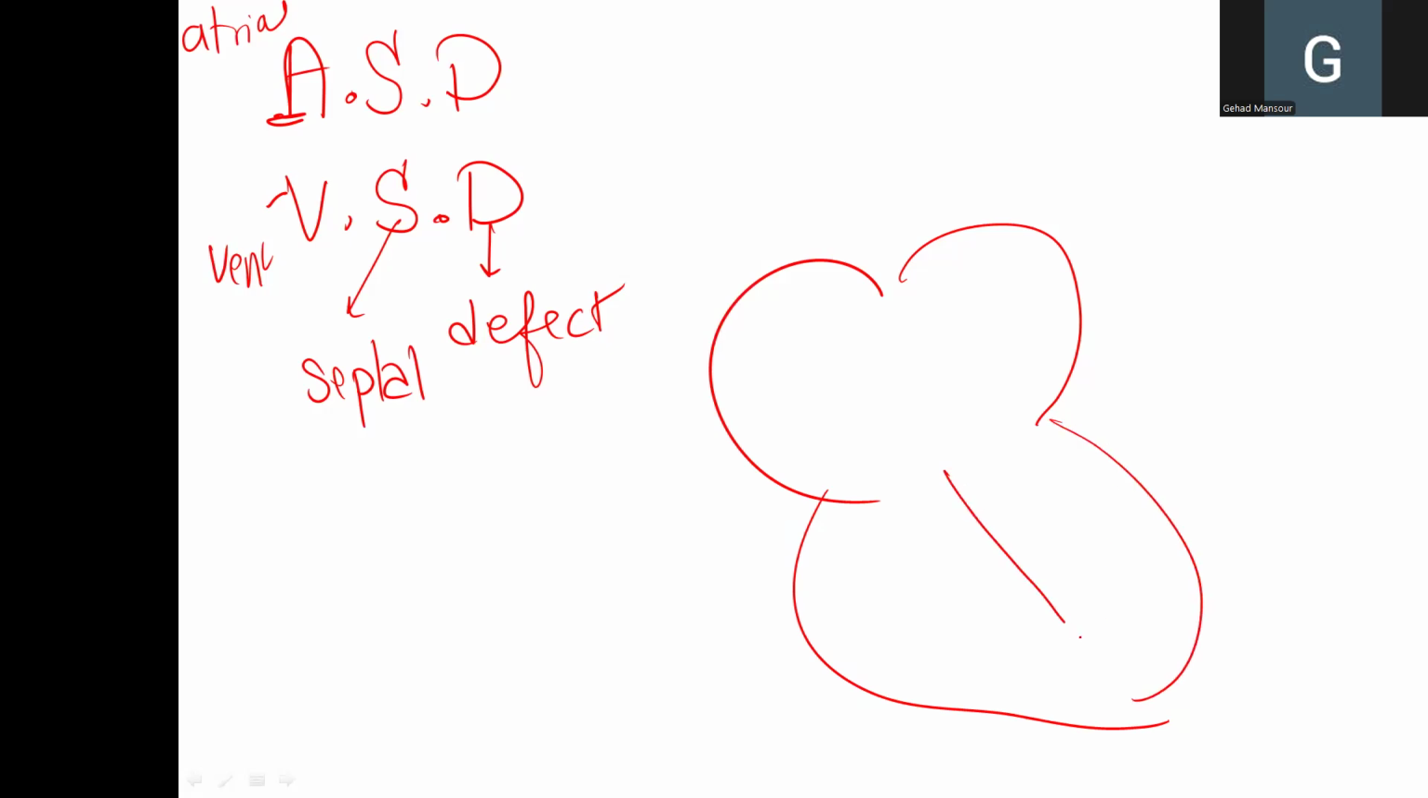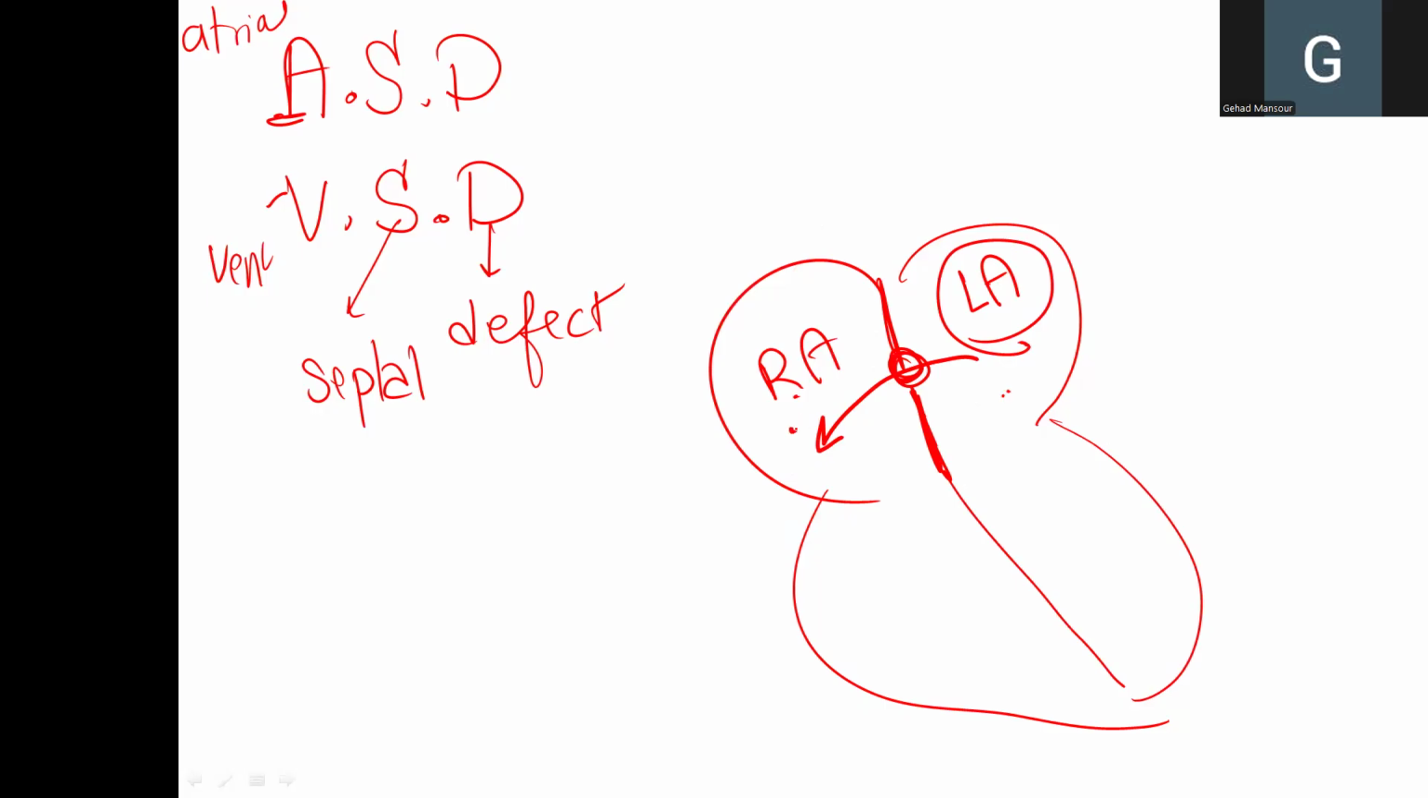So imagine that you have a normal interventricular septum, but you have here a defect in the interatrial septum. You have an incompletely closed part of the interatrial septum. So in such a case, there would be mixing of oxygenated blood and deoxygenated blood, since the pressure on the left side of the heart is higher than the pressure on the right side of the heart, so oxygenated blood would pass from the left atrium to the right atrium.